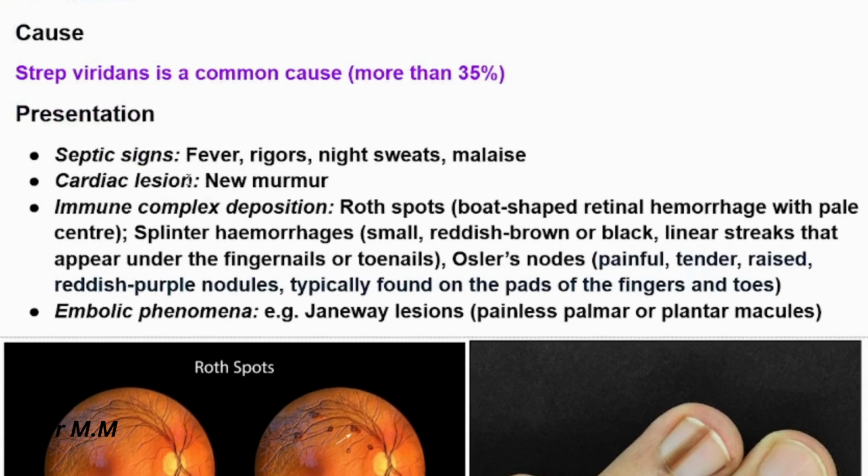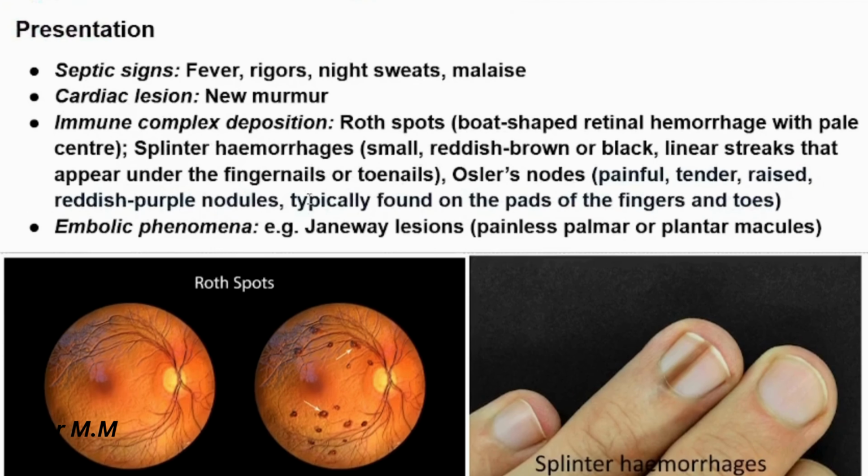Presentation: septic signs like fever, rigors, night sweats, and malaise; cardiac lesions like a new murmur; and immune complex deposition like Roth spots, which are boat-shaped retinal hemorrhages with a pale center, as we can see in these patients.